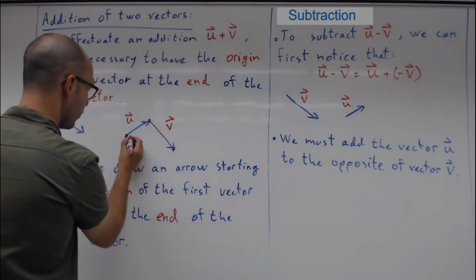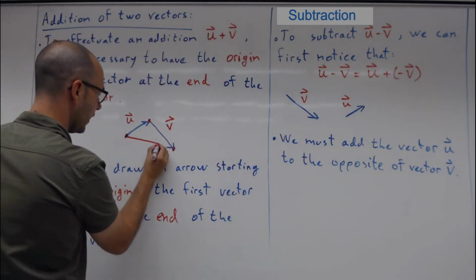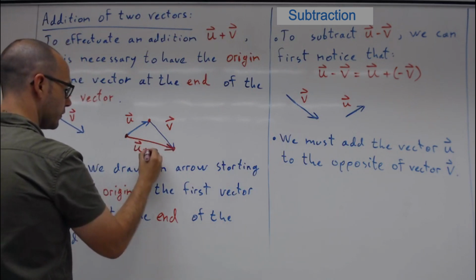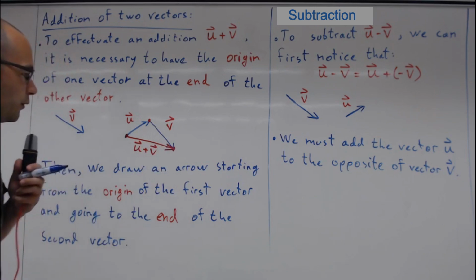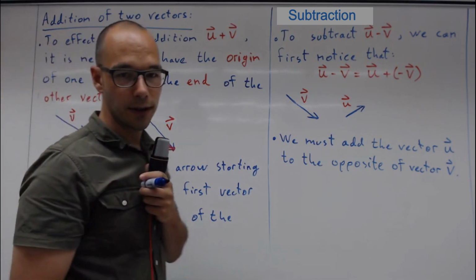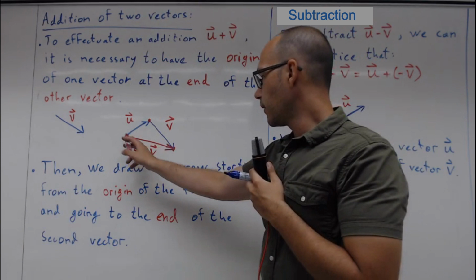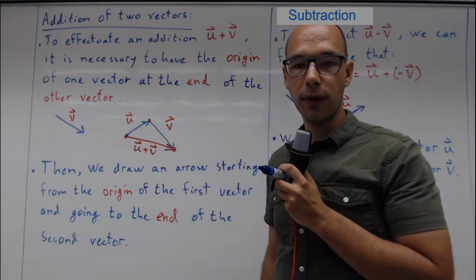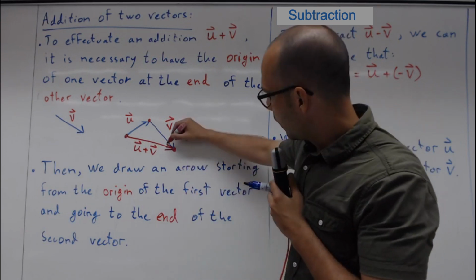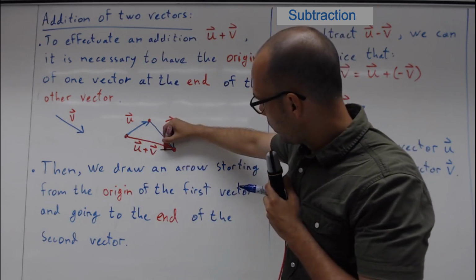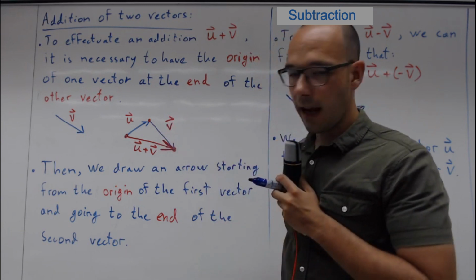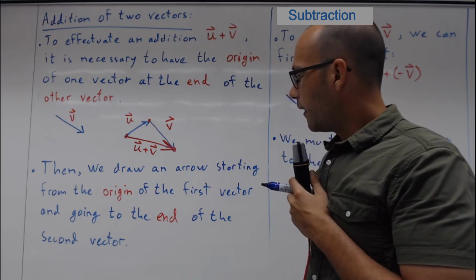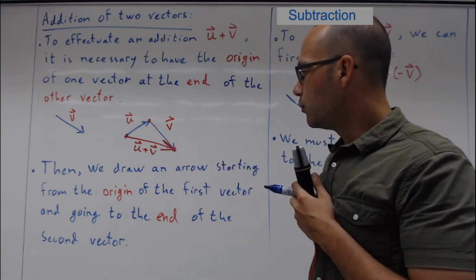And then what are we going to do? Well, we're going to draw the resulting vector, which is u plus v. So this is the u plus v vector starting at the origin of u and ending at the end point of v. So I got my u plus v vector right there. So that's how you draw an addition of two vectors.